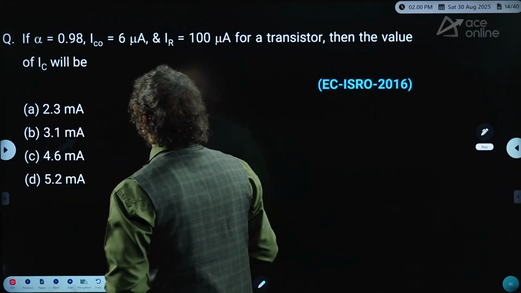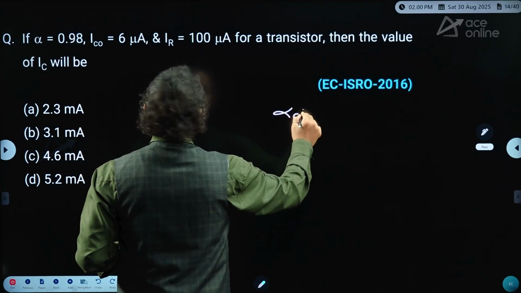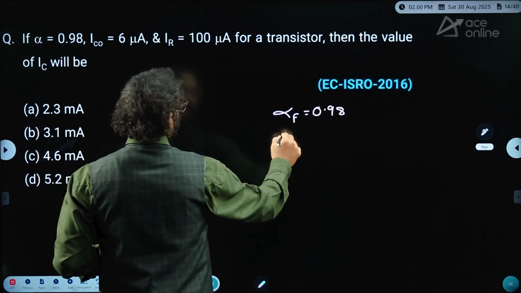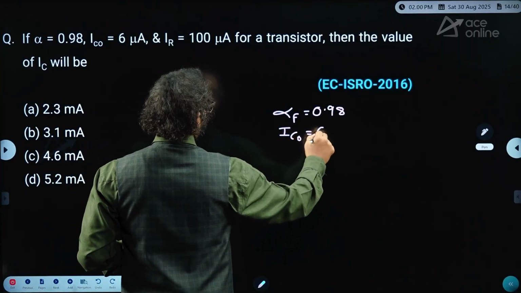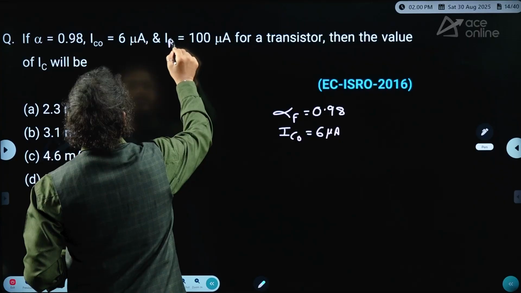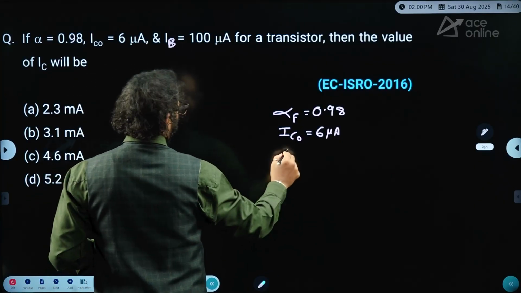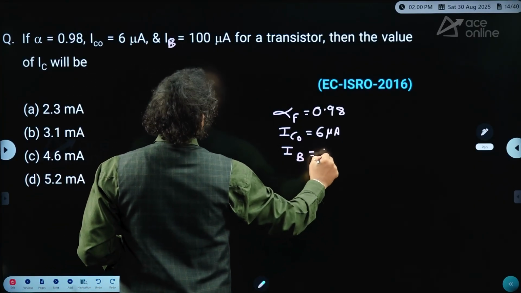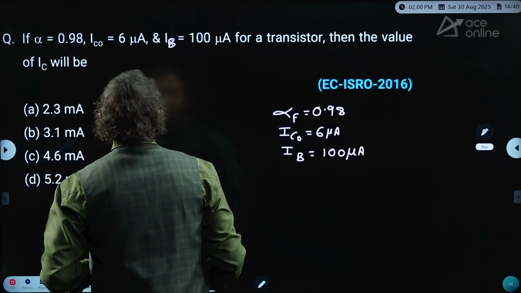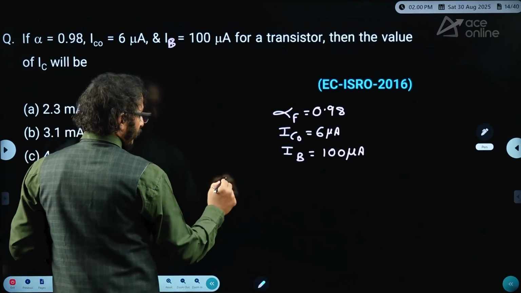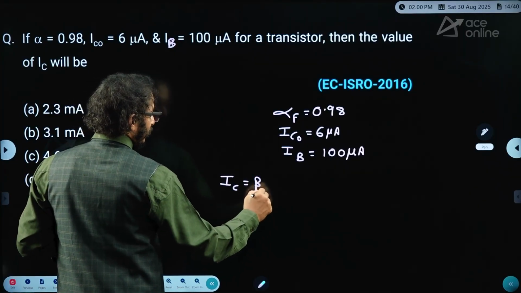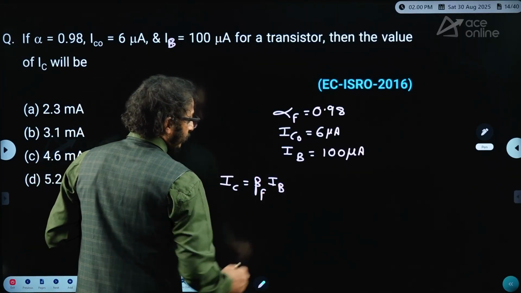If alpha F is given as 0.98 and I_C0 is 6 microampere, and this is I_B, base current, almost like 100 microamps. Now, the value for I_C, it is a very easy question. I_B is given, I hope you know the relation between I_C and I_B. I_C is equal to beta F times I_B, that is fine.